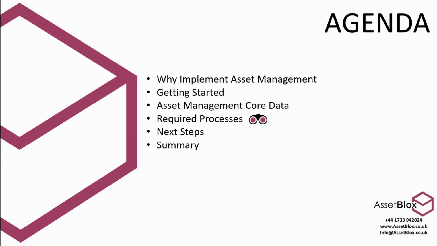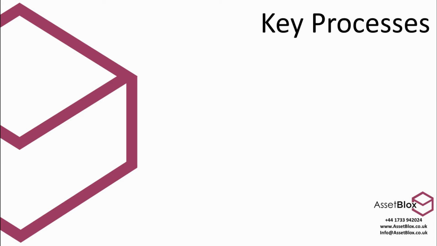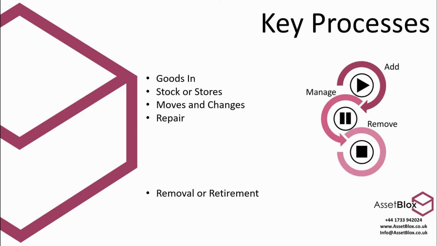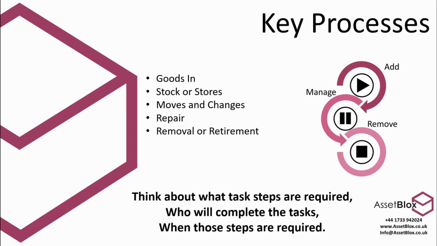So what are the required processes that we may need to put in place? The first thing to remember is the door into your organisation. That would be a goods in process. Then you might want to think about stock or stores management. What happens anytime any asset moves or changes, requires repair, or requires removal or retirement from your organisation as you no longer own it or it goes missing. Think about the task steps that are required, who will complete the tasks, and when those tasks and those steps are actually required to take place.